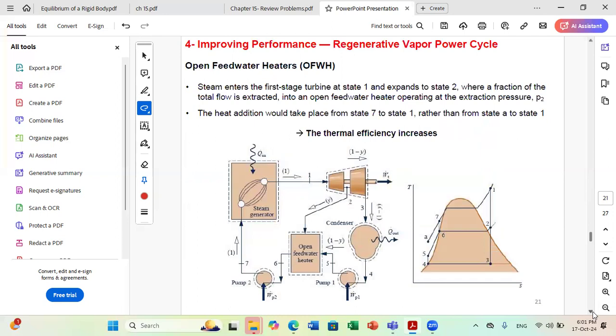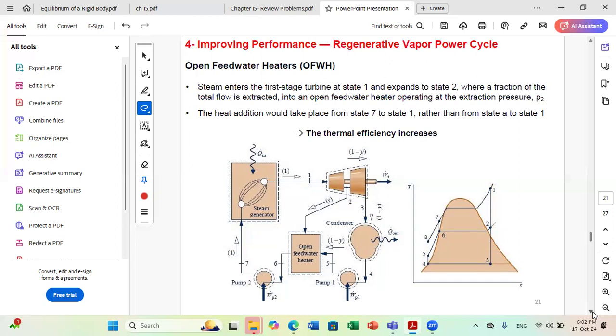Now, we have a lot of strategies for improving performance, okay? And the majority of them are based on heat recovery or reheating, or including a heat exchanger within the cycle. One idea, which is called the regenerative vapor power cycle, consists of including within the cycle a heat exchanger that will exchange heat between two streams of flow in a way to enhance the thermal efficiency.